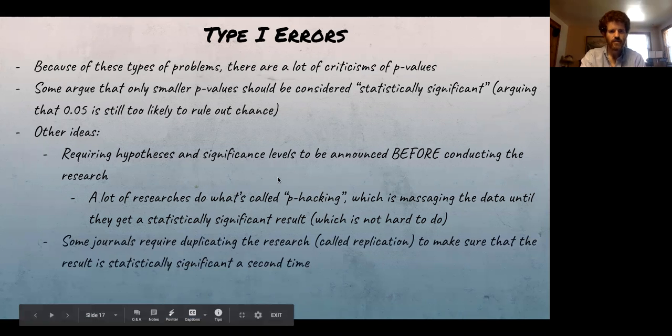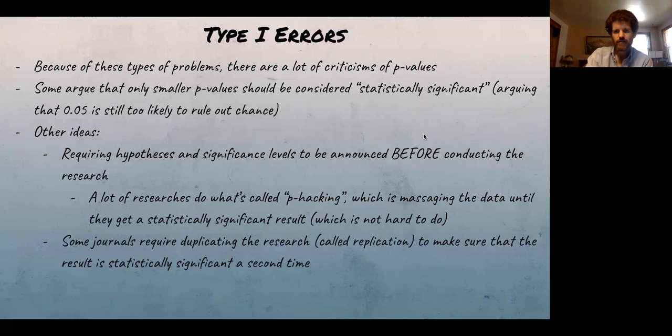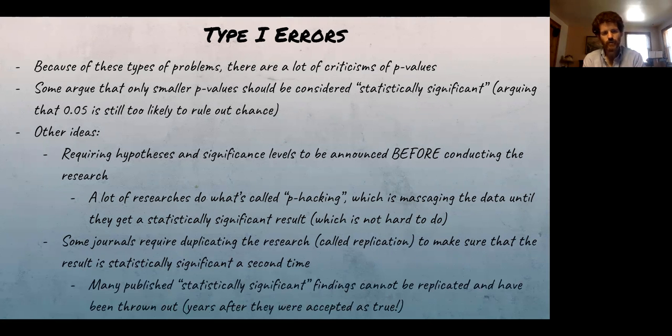Now, some journals also require duplicating the research, called replication studies, to make sure that the result is statistically significant a second time. So what has been found is that a lot of statistically significant findings cannot be replicated and have been thrown out. And so for many years, we thought there was a link between this and that.